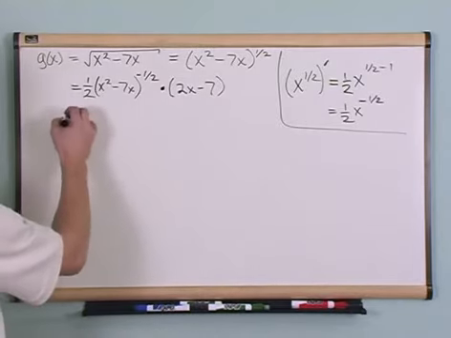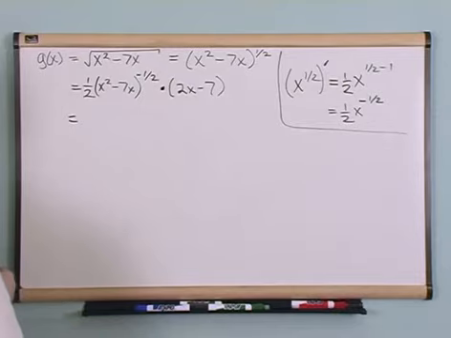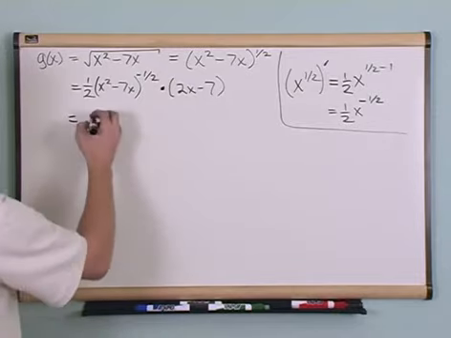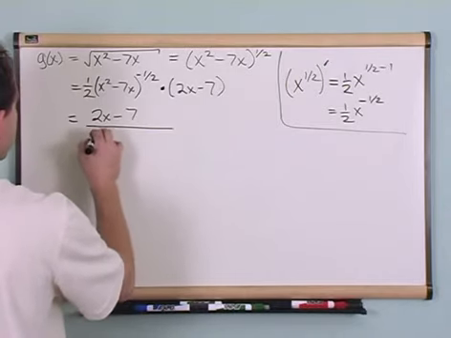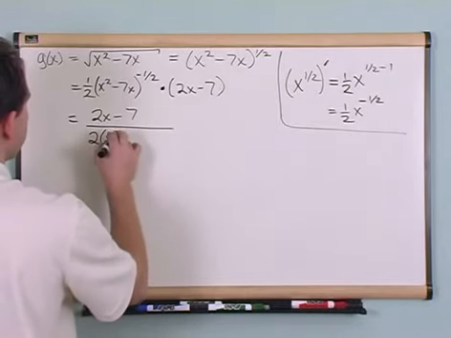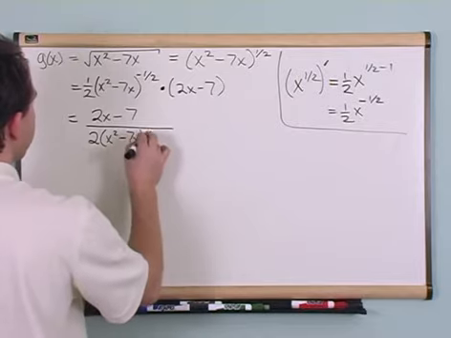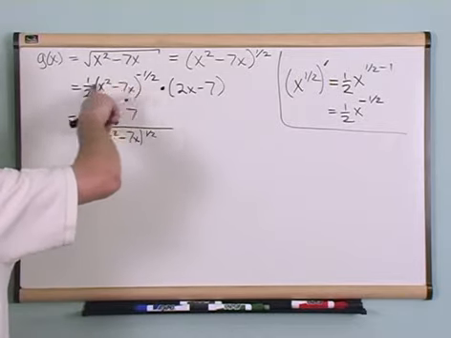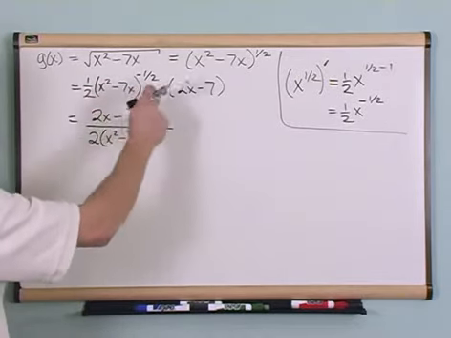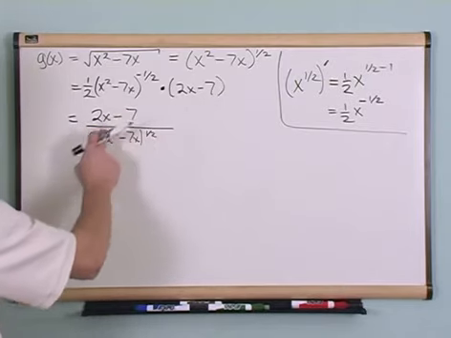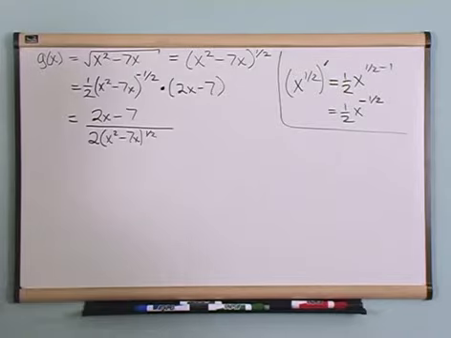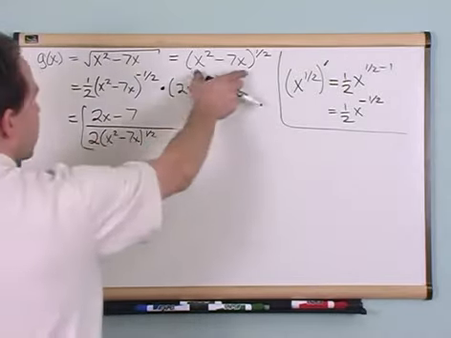So to rewrite it, what you would have is 2x minus 7 on the top, and then you would have 2 times x squared minus 7x to the 1/2 on the bottom. All I did is I moved this negative 1/2 down to the bottom, made it a positive exponent. I left this in the numerator, and I have the 2 down with it. This is the answer. So when you look at this, the first thing you should look at is the big picture.